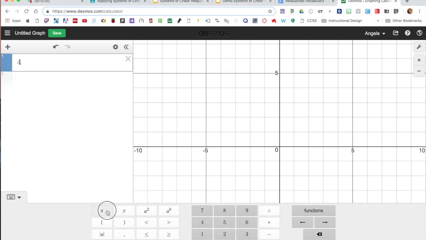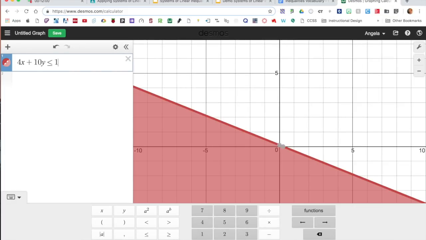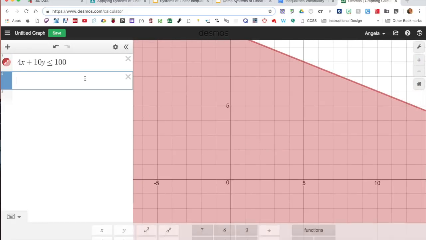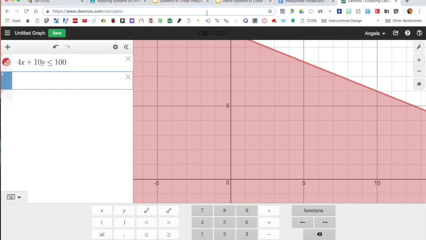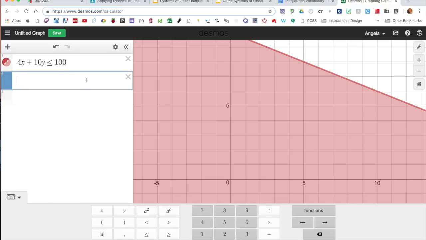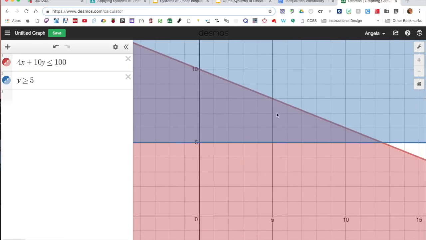I say 4x plus 10y is less than or equal to, which is right down here at the bottom, 100. And that gives me this part of the graph. The other equation, going back here, I have y is greater than or equal to 5. So I'm going to type that in. Y is greater than or equal to 5. Now I have another plane on here where I have the intersection happening.